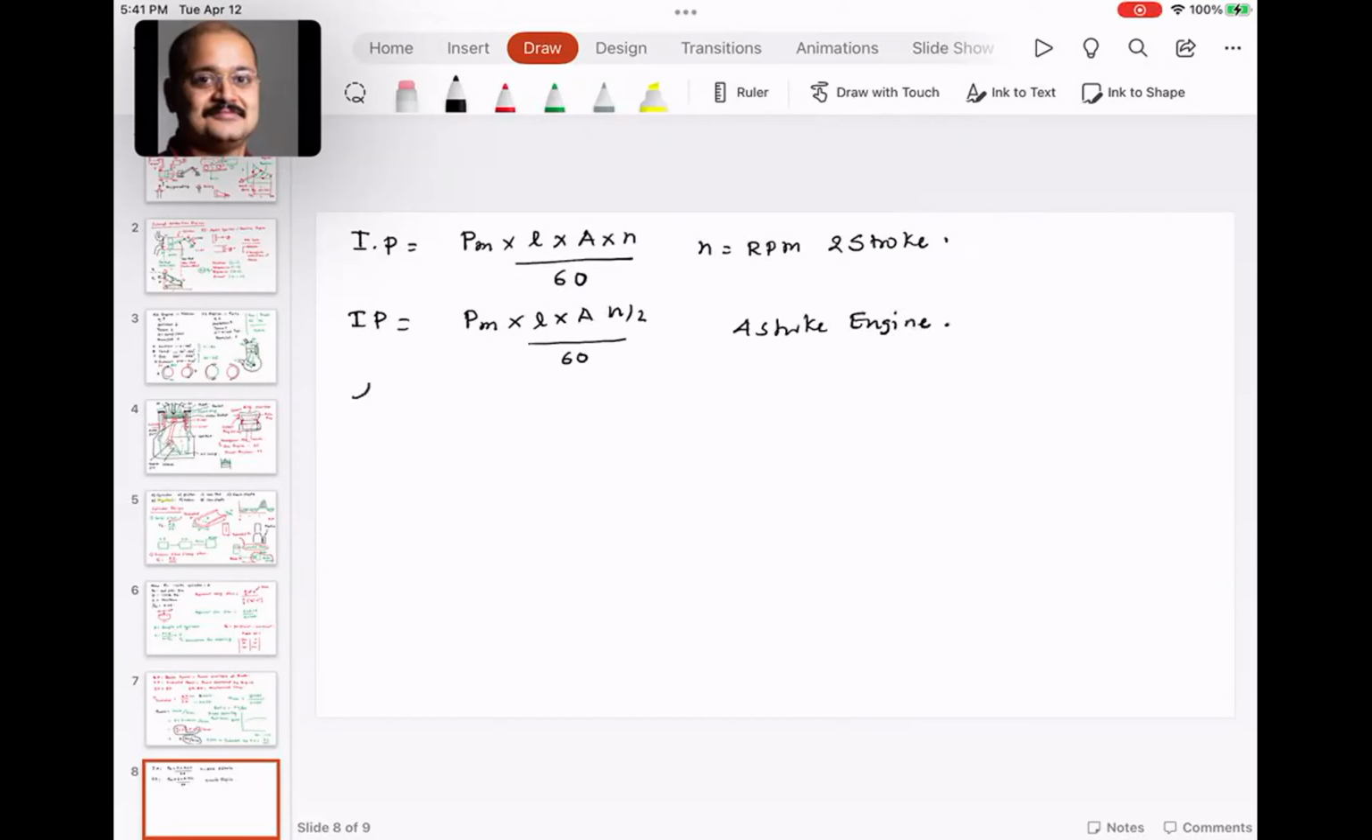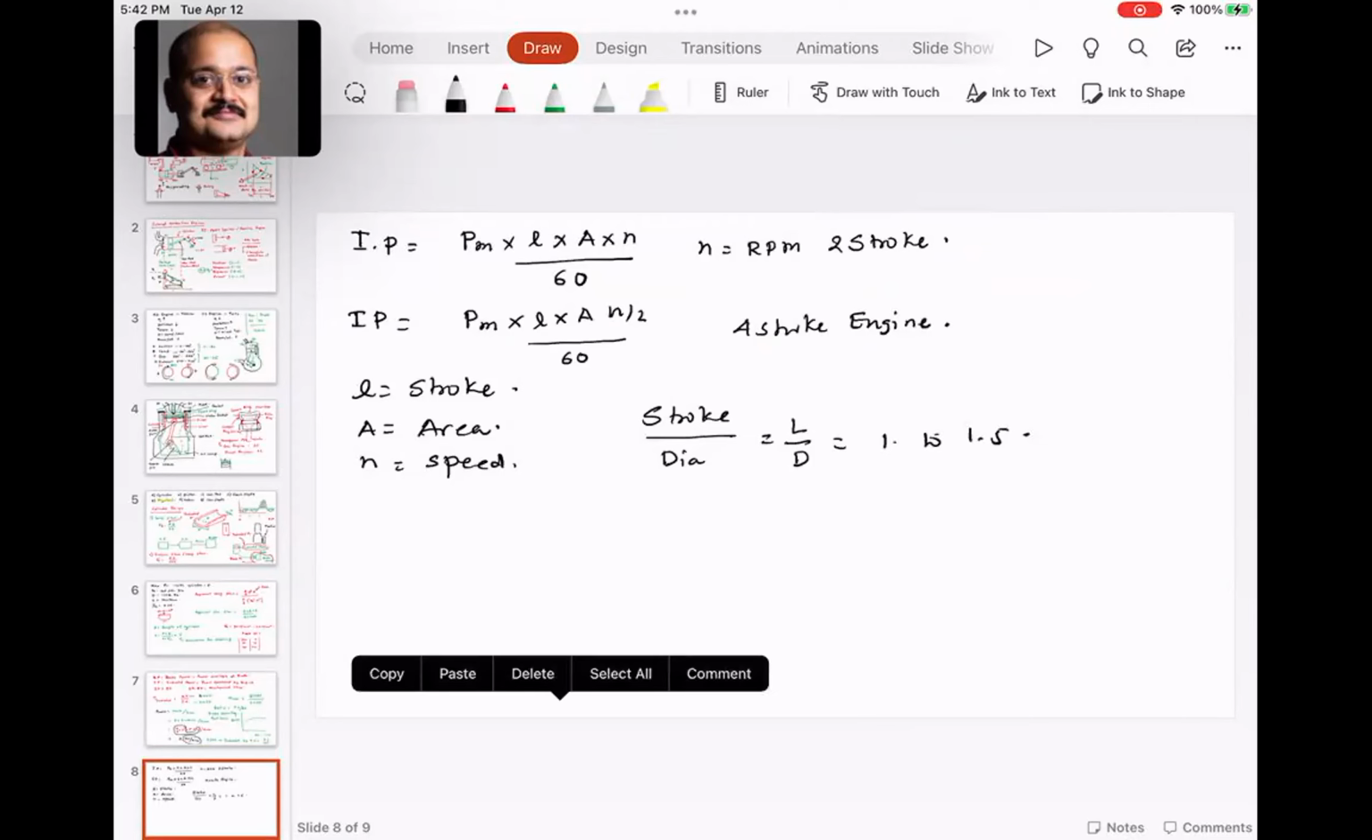So L is a stroke, A is the bore area and N is RPM. Bore to stroke ratio, which is also called as the famous L/D ratio. So if you have a square engine, the diameter of the cylinder and the stroke of the engine is same. This is usually anywhere between 1 to 1.5.